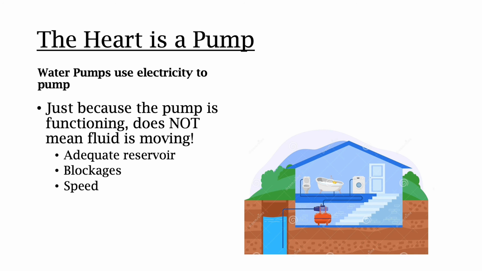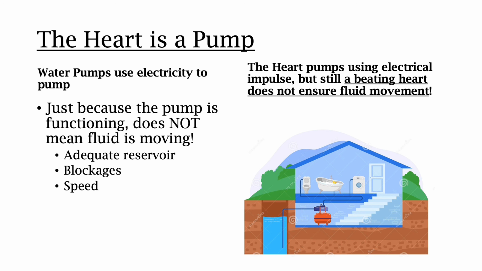We have to think about if there's adequate volume being brought in, and there's no blockages in supply or downstream. And then we also have to think about speed, right? If a pump turns too fast, that pump will not fill up and won't actually be able to pump anything out because it's kind of chronically contracted. And so the key takeaway there is just knowing that because the heart is beating, it's electrically beating, it doesn't ensure there's any actual mechanical movement in that process.